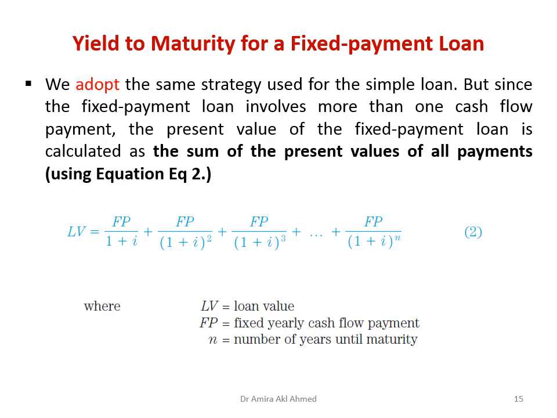Remember that for the fixed payment loan, the borrower makes the same payment to the lender, say the bank, every year or every month, until the maturity date in which the loan is completely paid off. We adopted the same strategy used for the simple loan, but since the fixed payment loan involves more than one cash flow payment, the present value of the fixed payment loan is calculated as the sum of the present values of all payments using equation 2 as shown below. In this equation, the loan value equals the discounted fixed yearly cash flow payment up to the number of years until the maturity date.